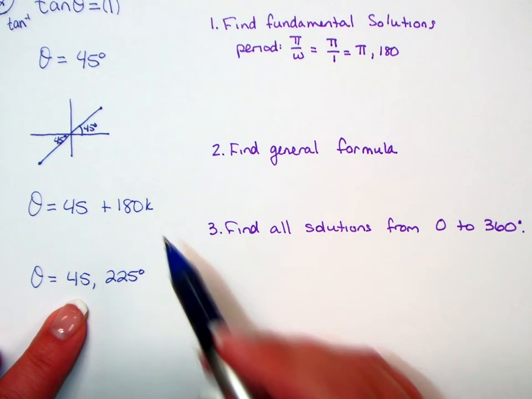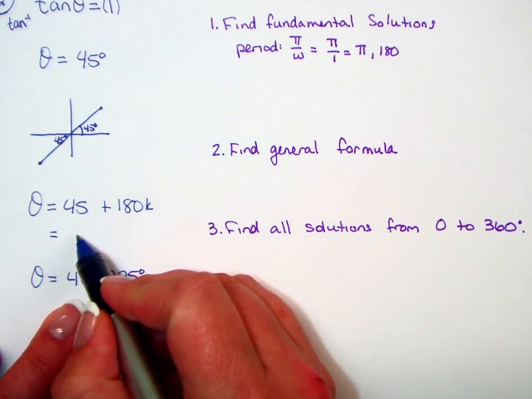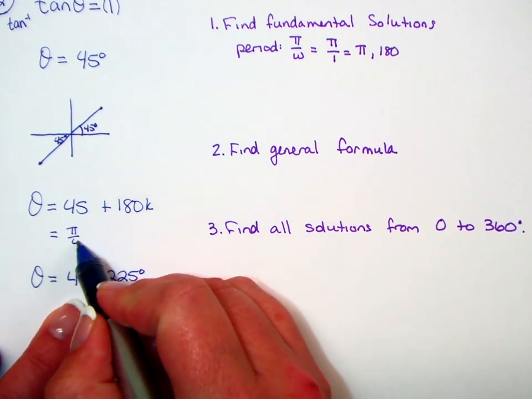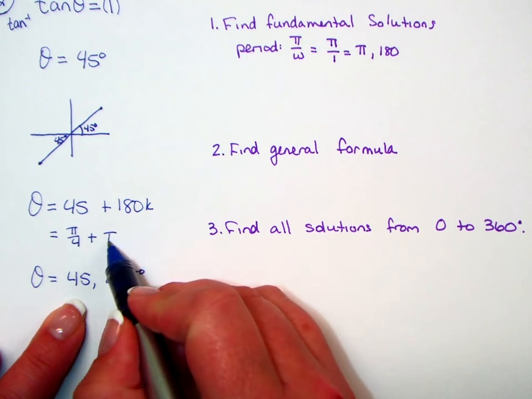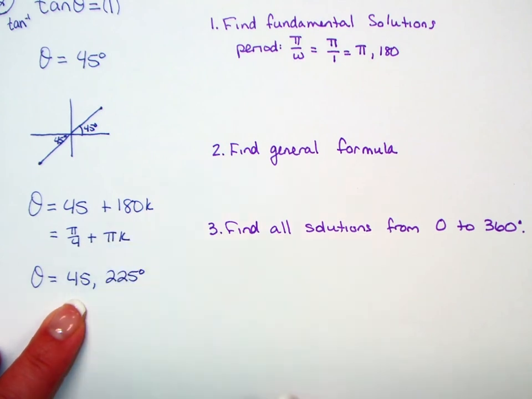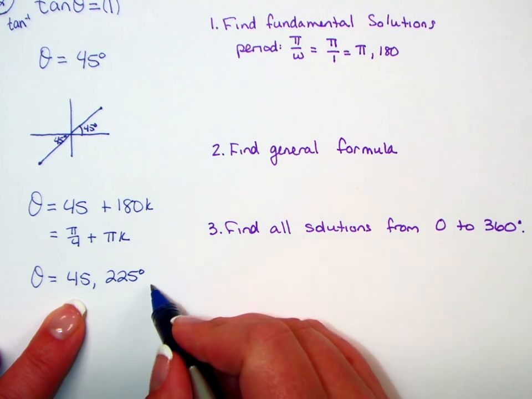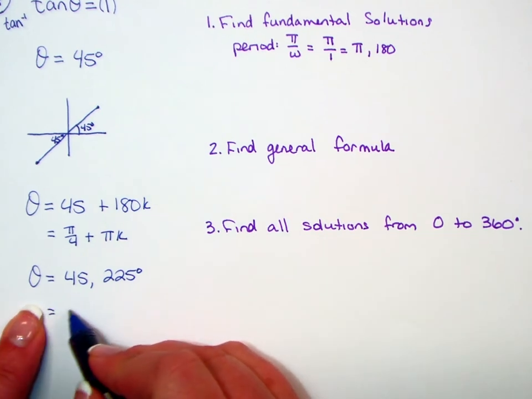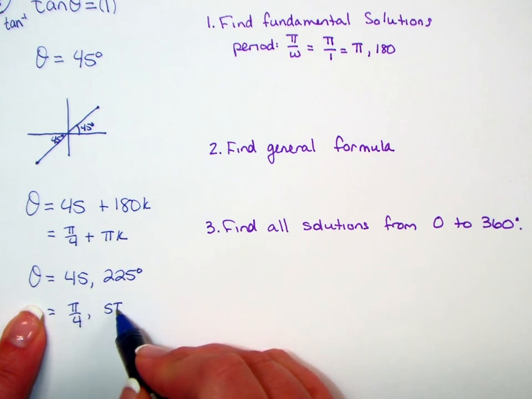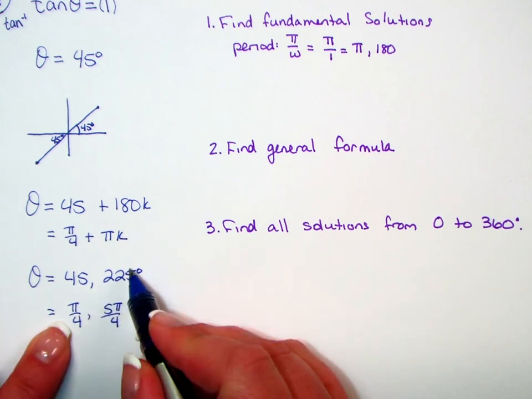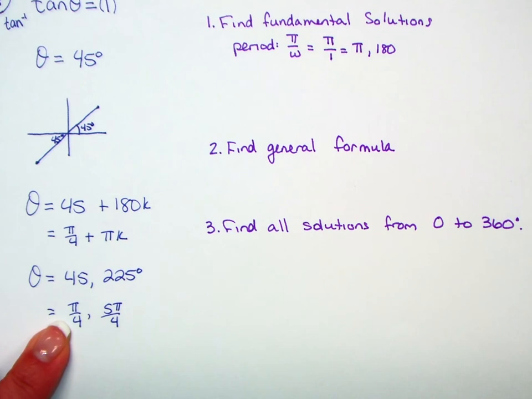Now, in radians, let me just convert it. 45 degrees is pi over 4, and 180 is equal to pi radians. So in radians, we would look at pi over 4 plus pi k, and here we're looking at pi over 4 and 5 pi over 4. So you just need to convert these to radians for the online homework.